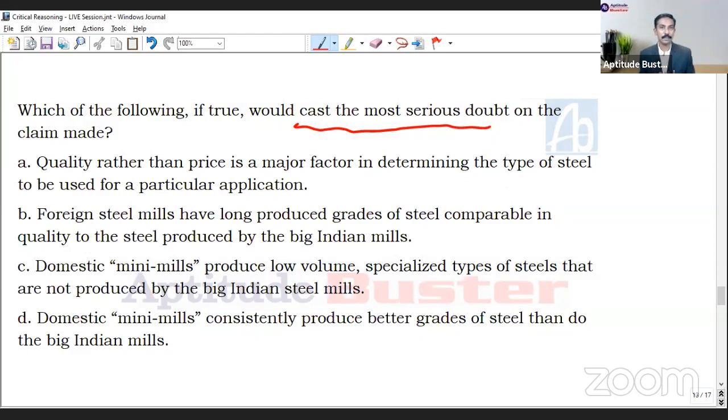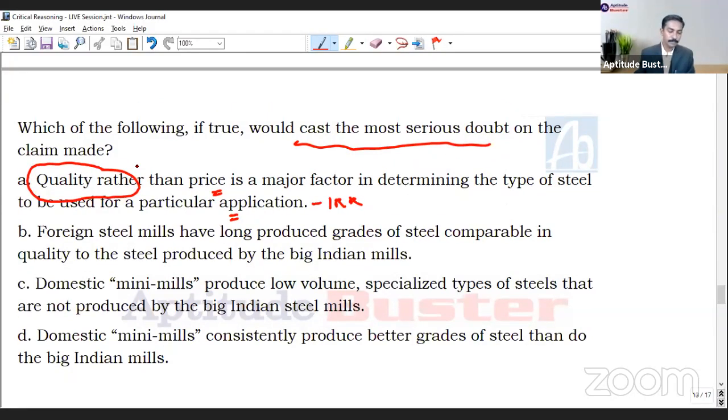So let's try analysis. Let's try to figure out, is there any irrelevant choice? Because you do know what an irrelevant choice means. Let's go with option A. Quality rather than price is a major factor in determining the type of steel to be used for a particular application. While you read A, you would have very quickly understood that option A is an irrelevant choice, for the reason we are not discussing the quality of steel being produced. Are we?